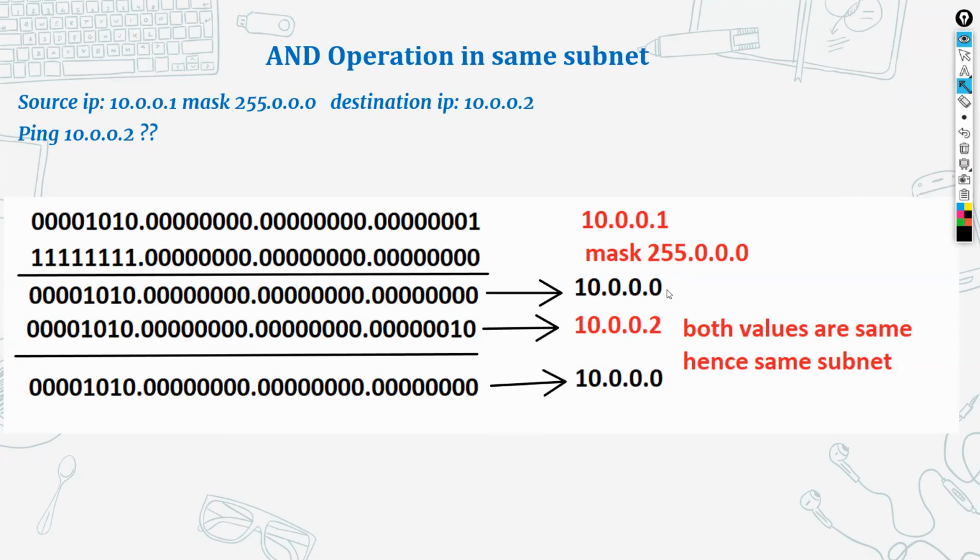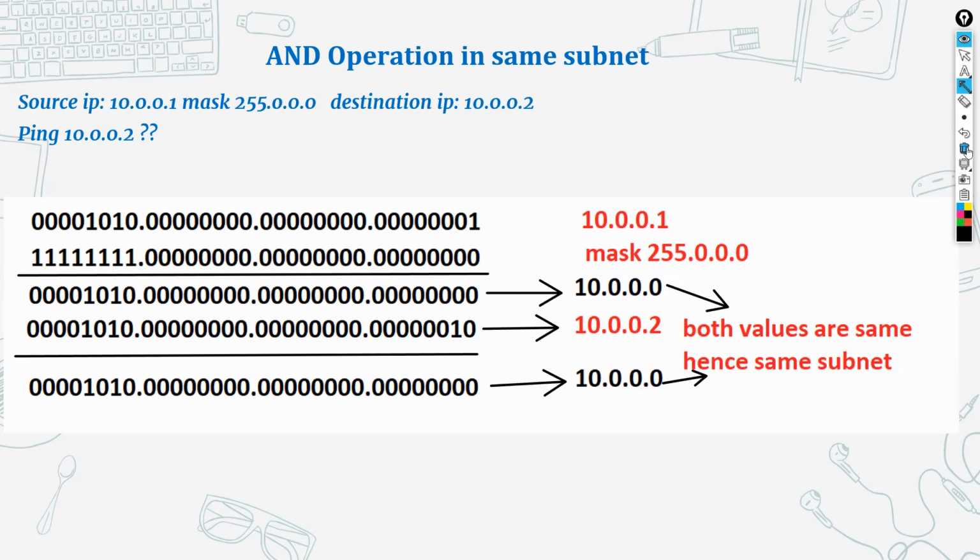10.0.0.0. Now you can see that the first value, which was derived from the IP address and subnet mask of PC1, is 10.0.0.0. And the result of the AND operation with the destination IP binary is also 10.0.0.0. It means these two values are the same. So now the PC will get to know that 10.0.0.2 is in my subnet, the same subnet. That is why at layer 2 the ARP protocol is going to find out the destination MAC.